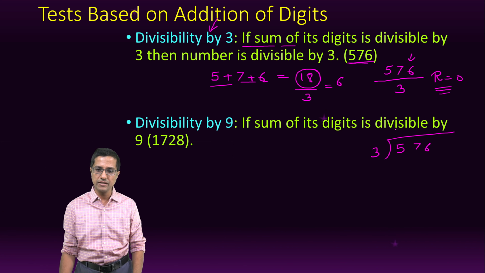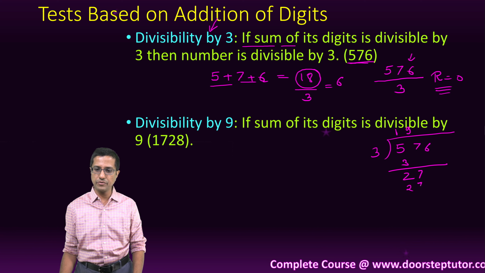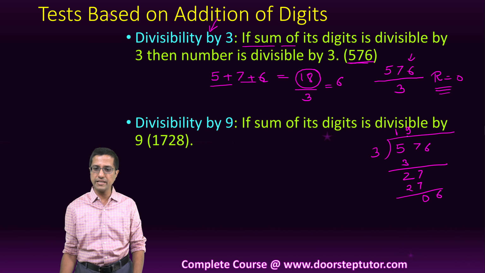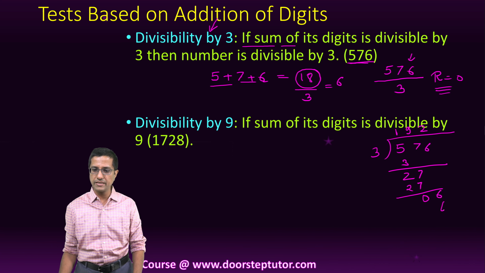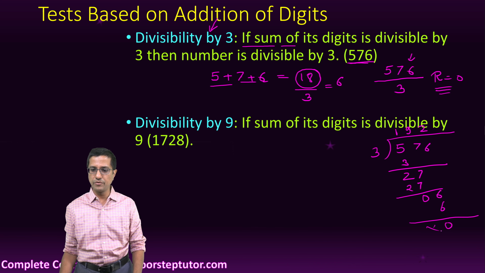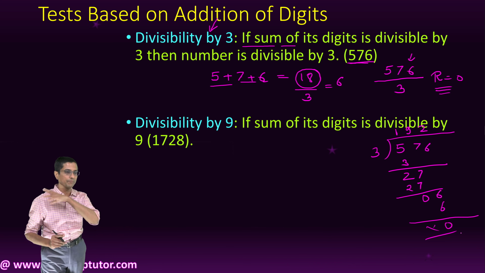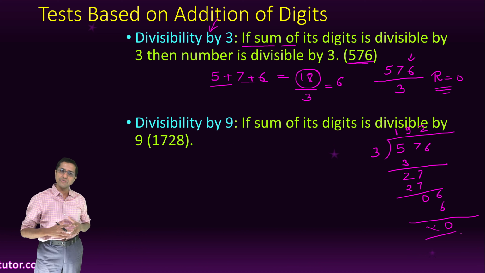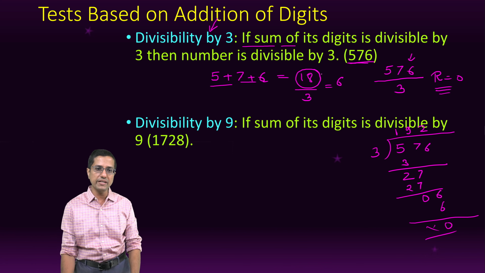So this is 3 ones are 3, this is 27, 3 nines are 27, so this becomes 0 and then 6, and now 3 twos are 6. So this answer is 0. There is no remainder whatsoever. This number completely goes in 3, and that is what we found out from the divisibility test as well.